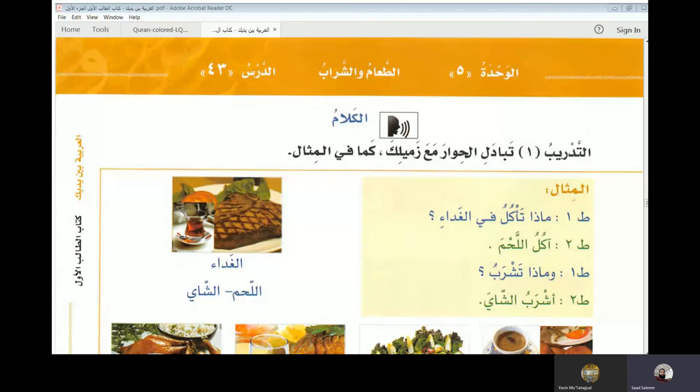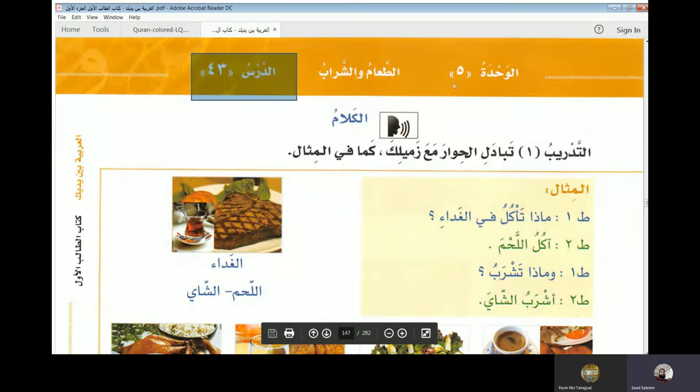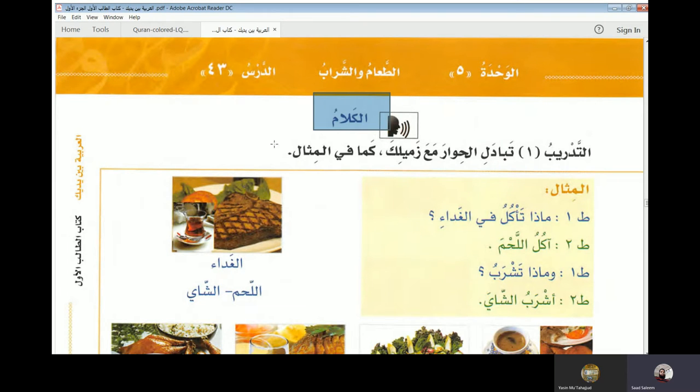Bismillah ar-Rahman ar-Rahim. Today we'll start from the book العربية بين يديك, 43rd lesson.